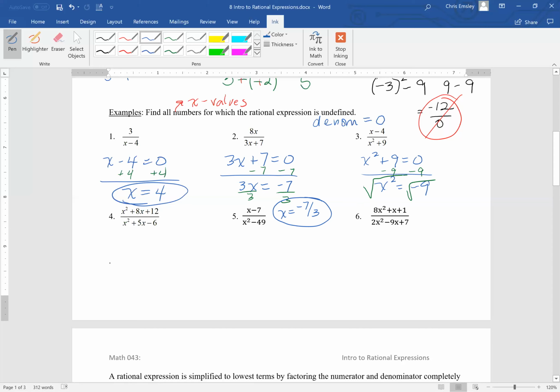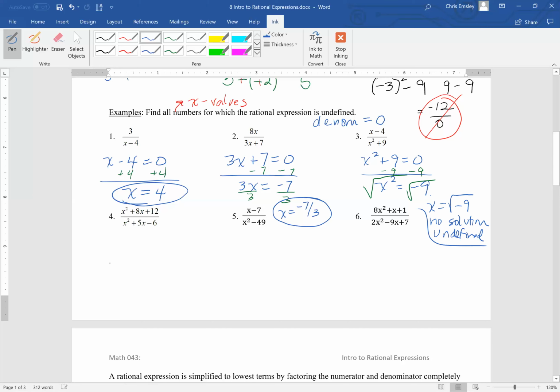And if you were to plug this into your calculator, the square root of x squared is just x. But if you try to do the square root of -9 on your calculator, you're going to get a domain error. So that is not possible. There is no solution here. Or you could say it's undefined.